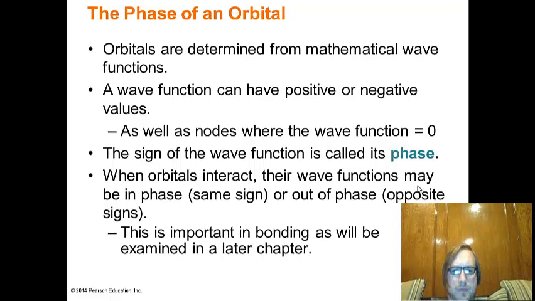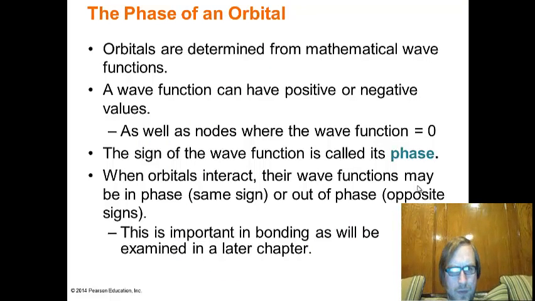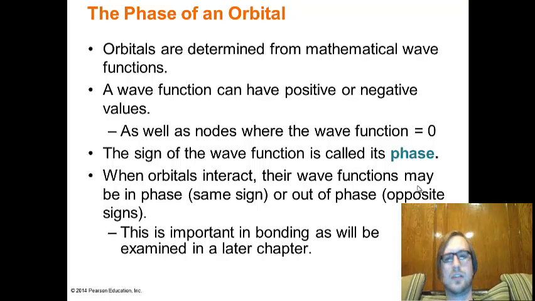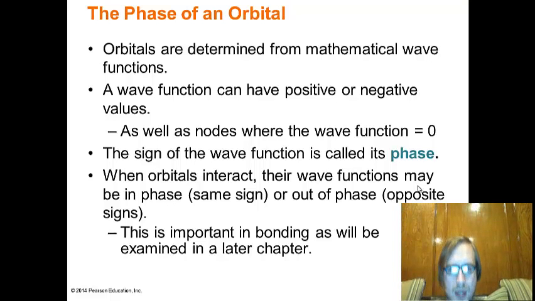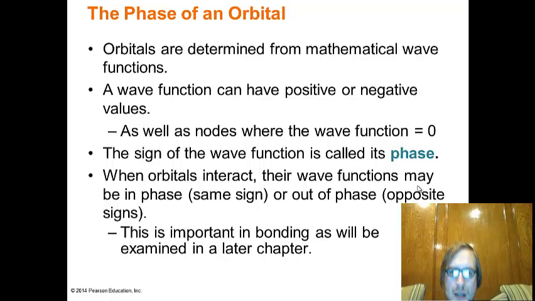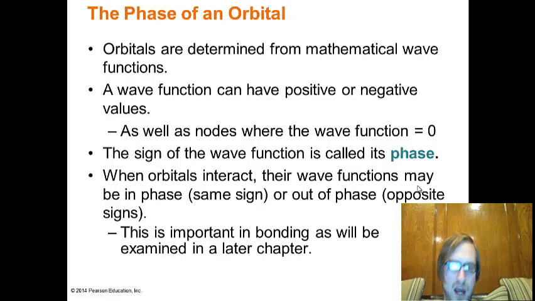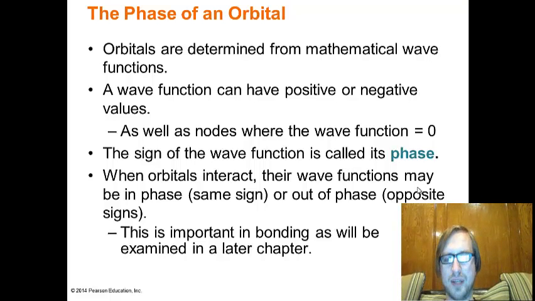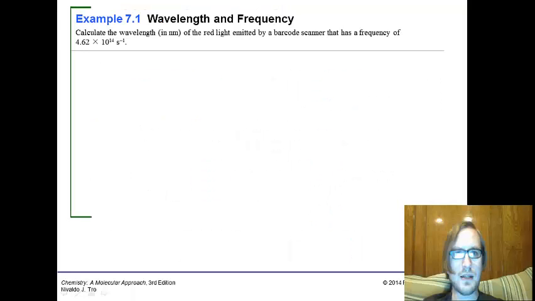So we talked about the wave function. The wave function has positive and negative values. There are nodes where it's 0. The sign would be its phase, so they could be in phase or out of phase. We'll talk about that more later, similar to constructive and destructive interference.